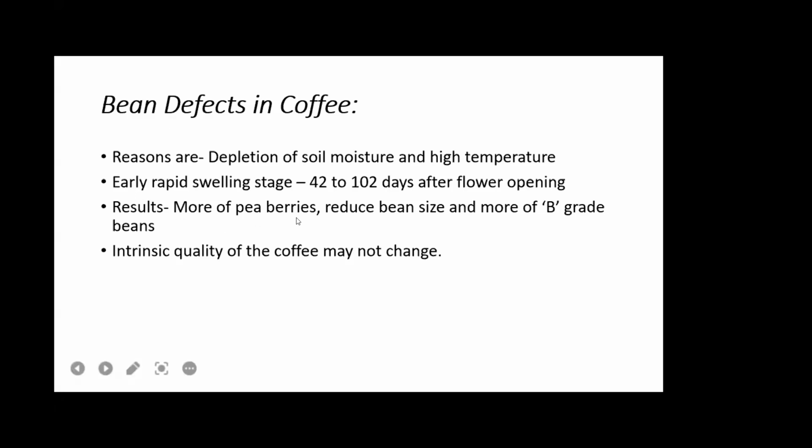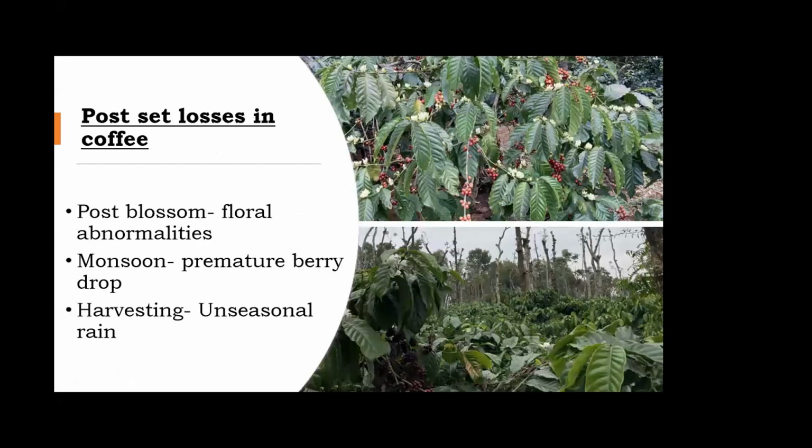more pea berries, and it will reduce the bean size, and you will get more of the B grade beans. And it won't affect the quality of the coffee, the quality of the coffee is good. But you will get reduced yield. So some of the post-set losses after the flowering and fruit setting, you will find these things.